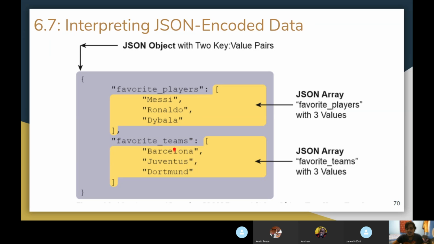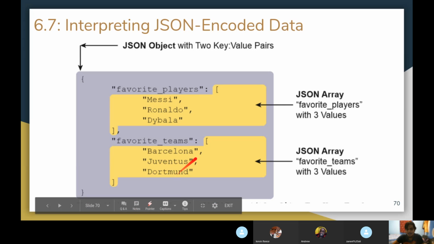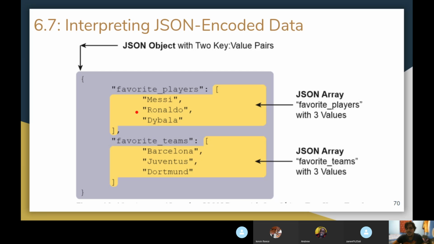Favorite teams, then we put teams here in comma with the square brackets there to say this is an array. So we have one key, multiple values in this array. You see a JSON array, this is the key, and we have 3 values. You can see that. So don't focus on the structure too much.